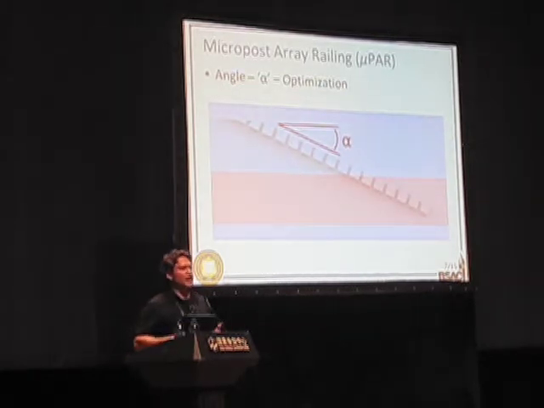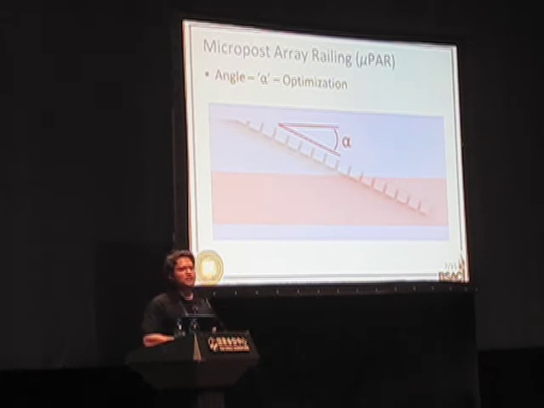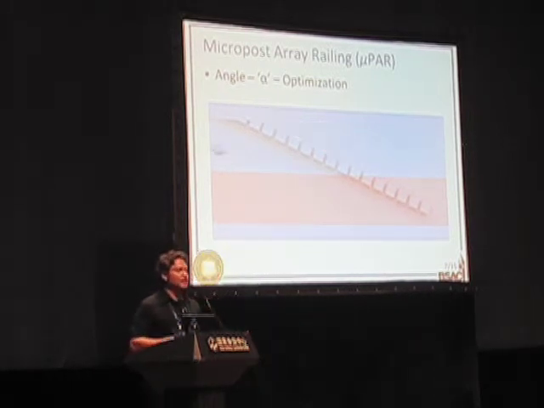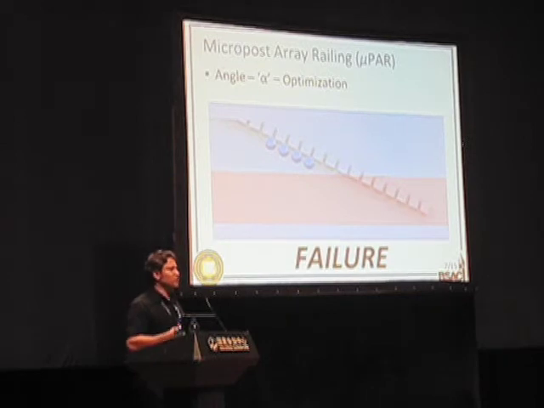So there are two main aspects to the design of this technique. The first aspect is determining the best angle at which to array the microposts with respect to the direction of the fluid flow. The reason this is an issue is that if this angle is not optimized, then when microbeads enter the system, they actually begin immobilizing at the gaps between microposts. And this leads to a device failure.